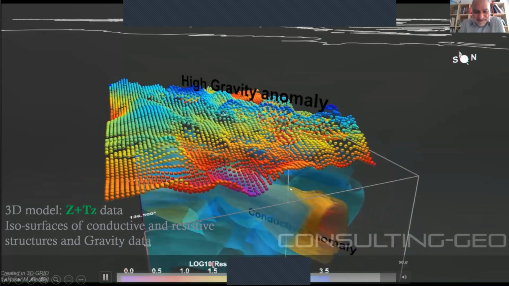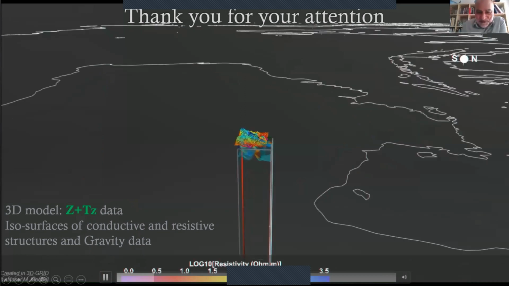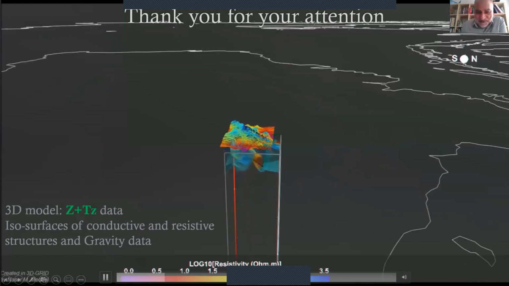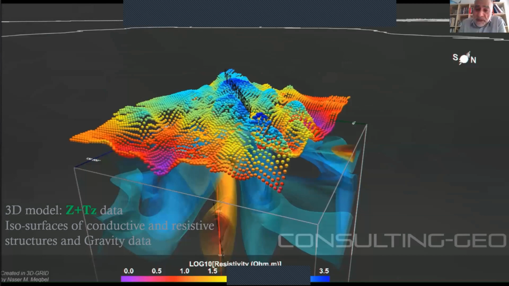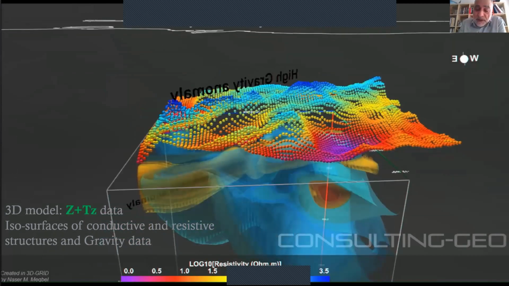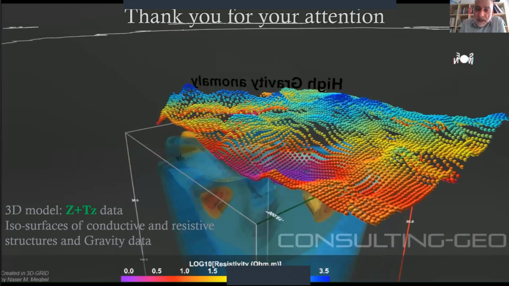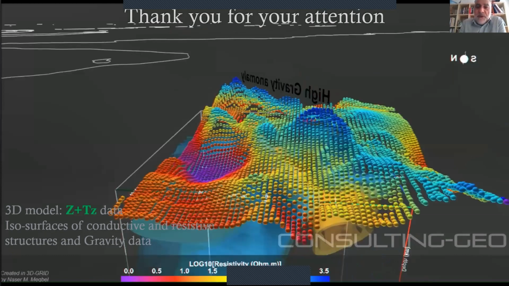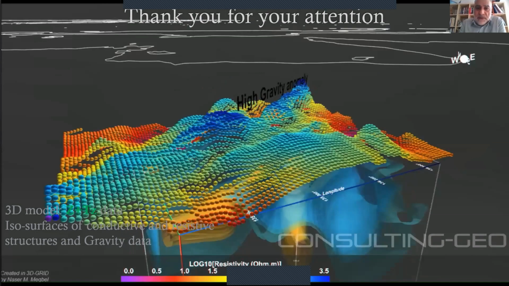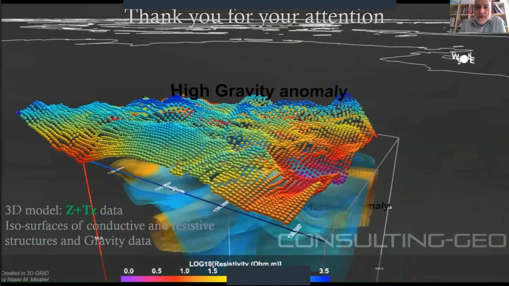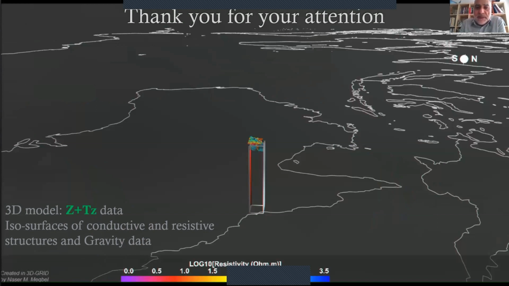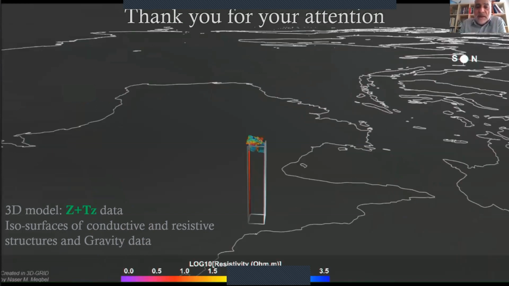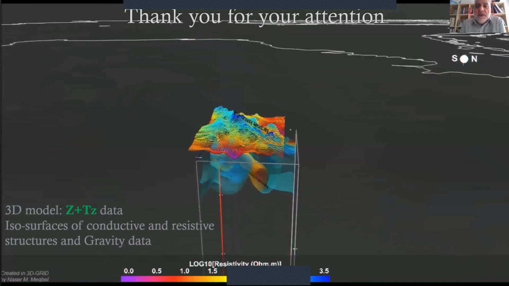Yes, sure. I didn't talk about the inversion quality, referring to the data misfit and the error setting. I didn't discuss that here because I fixed these values and I was focusing on the structures themselves and seeing the differences between various inversion settings.